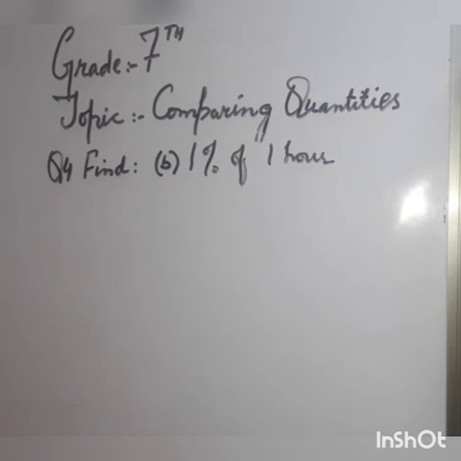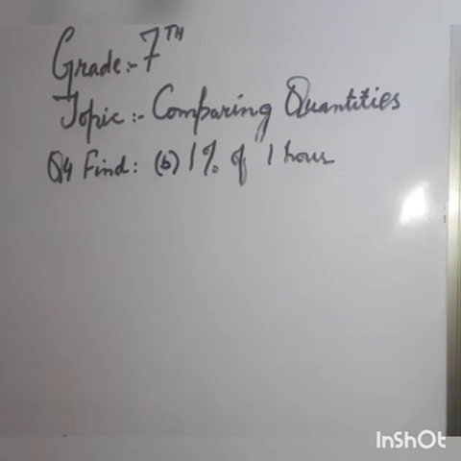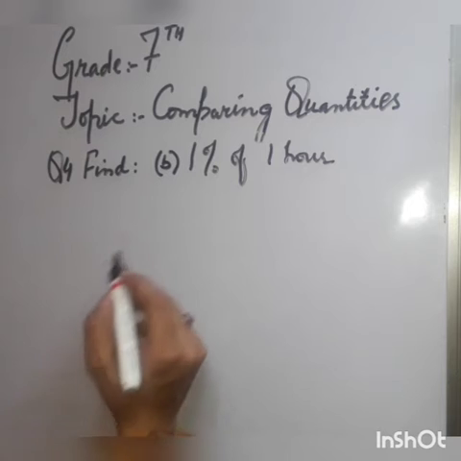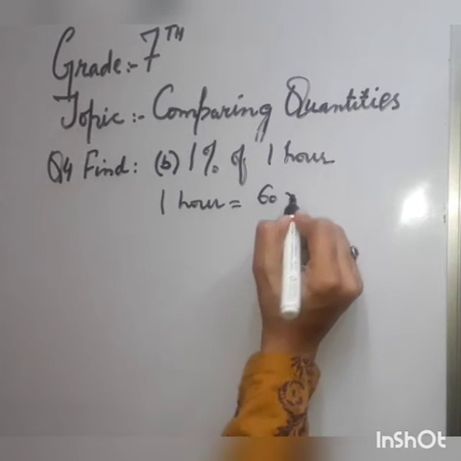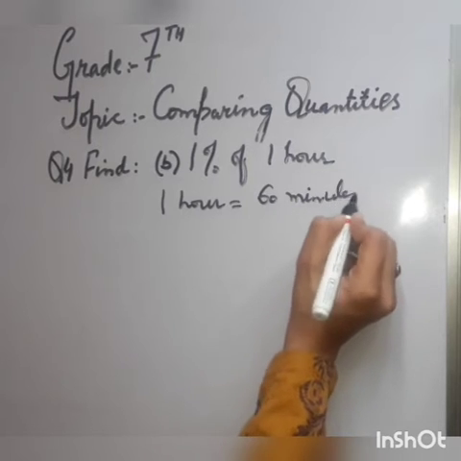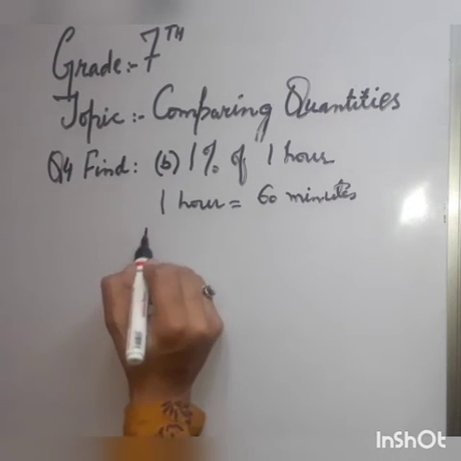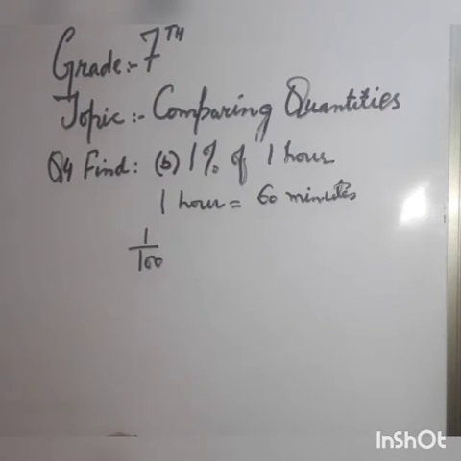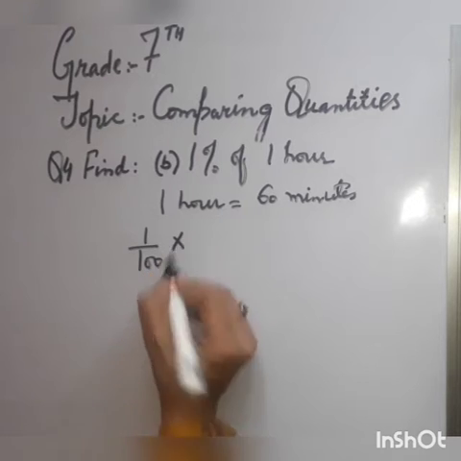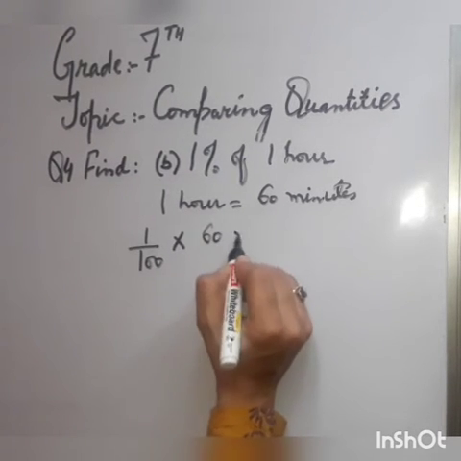Now students, question number 4, part B, is to find 1% of 1 hour. We know that 1 hour is equal to 60 minutes, so we have to find 1% of 60 minutes. Instead of the percent sign, we'll write 100 in the denominator. Of means multiplication. So 1 by 100 into 1 hour, which is actually 60 minutes.